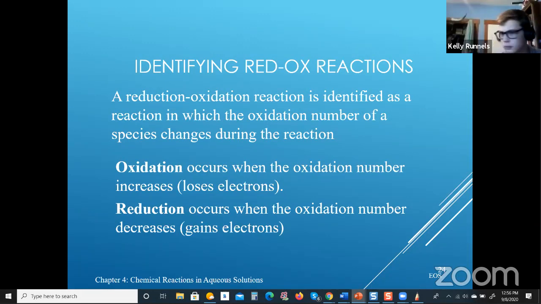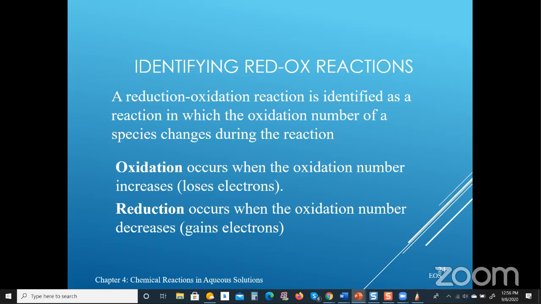The key thing you need to remember is that wherever you have oxidation, somewhere in the universe you must have reduction. Because if something is being oxidized and it loses electrons, that means that somewhere something is gaining electrons and therefore undergoing reduction. So you cannot have oxidation without reduction. One must occur simultaneously with the other.